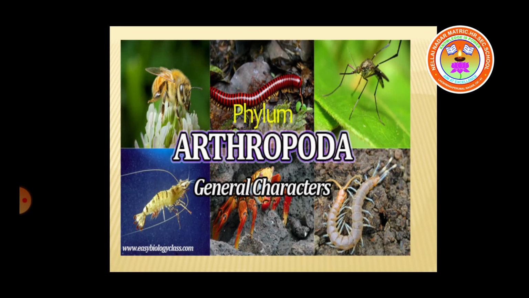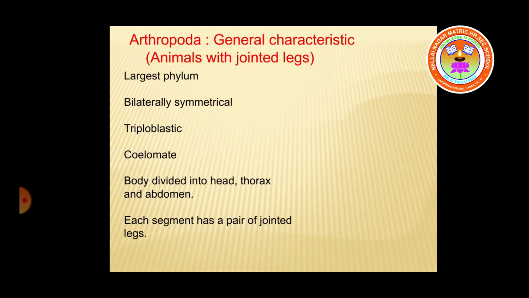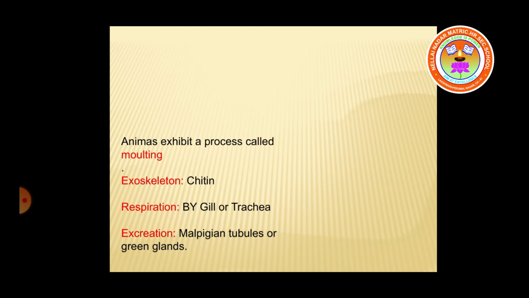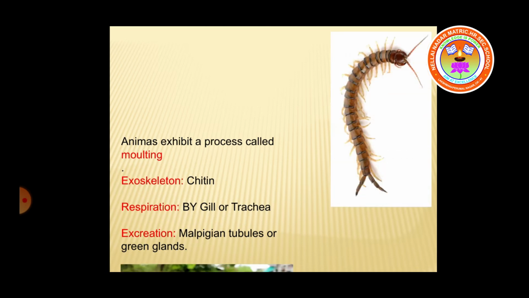The next phylum is Arthropoda. Arthropoda is the largest phylum in the animal kingdom. They have jointed legs. They are bilaterally symmetrical, triploblastic and coelomate animals. The body is divided into head, thorax, and abdomen. Each segment has a pair of legs, especially jointed legs. The animals exhibit a process called molting.